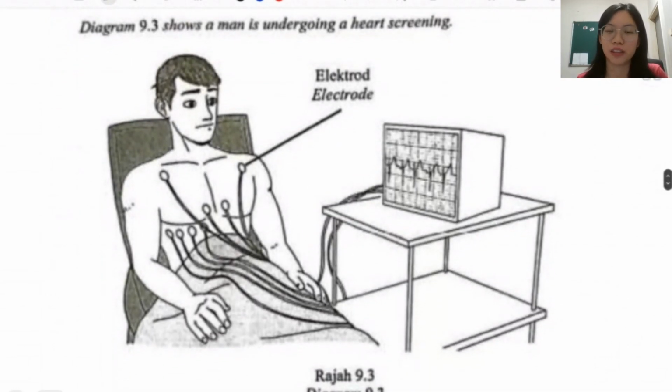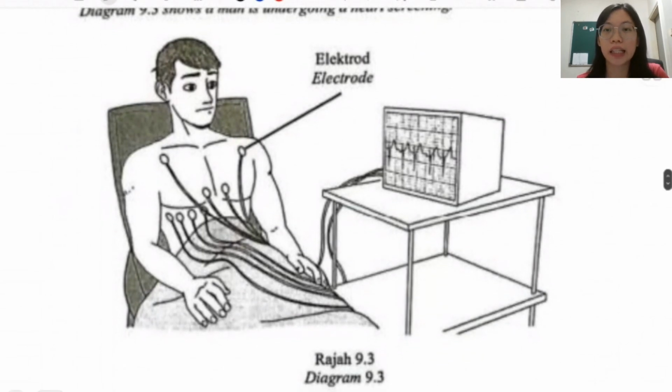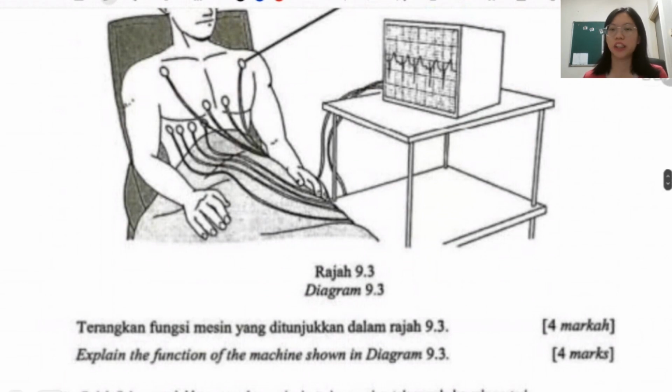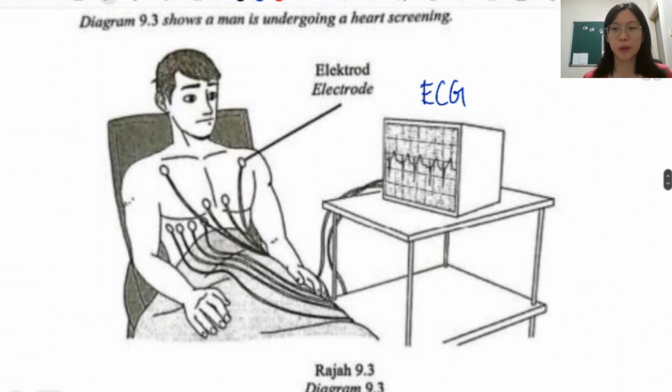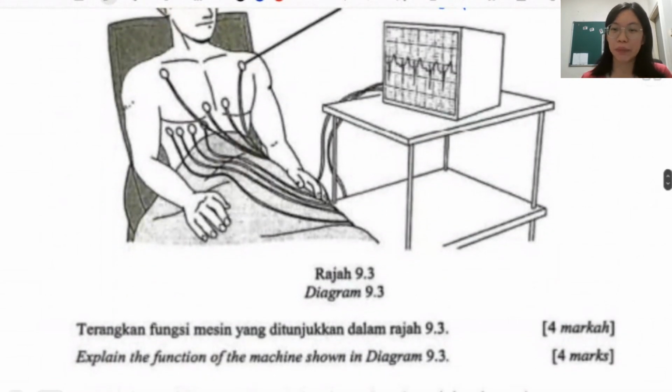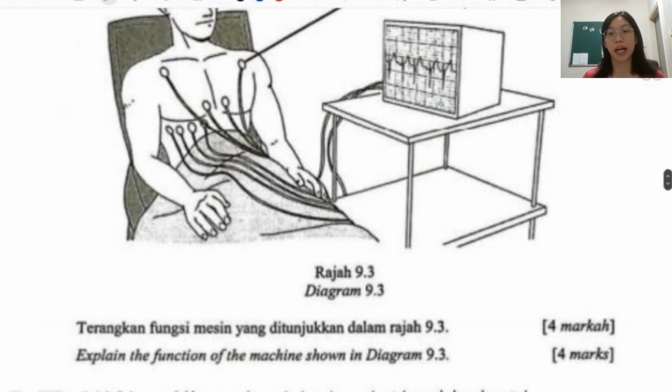Okay, the left ventricle. Okay, this person undergoes heart screening and you can see the electrode. This one is the electrocardiogram, ECG. So explain the function of the machine. I'm actually quite shocked this one came up because it is not in our syllabus, okay? And it came out probably expecting us to answer some kind of KBAT question. And it is a 4 marks question. Crazy, right? So yeah, you have actually seen it quite commonly in hospitals or when you watch K-drama, all those things.